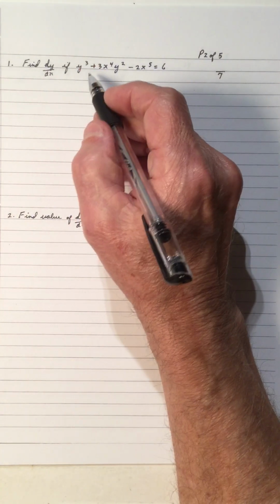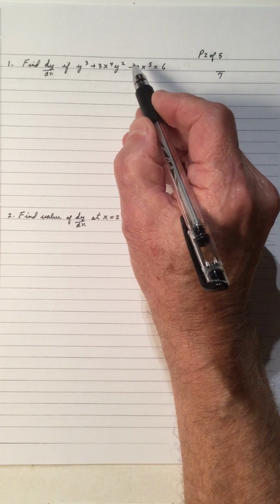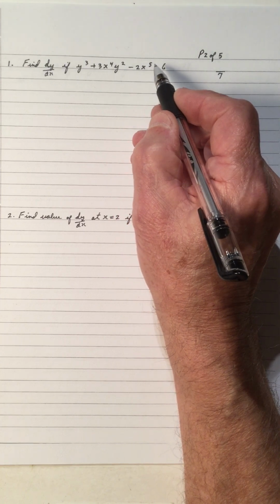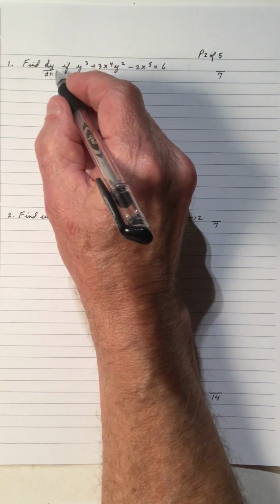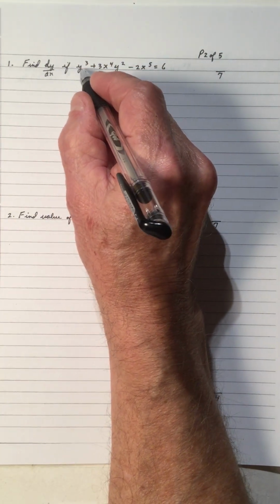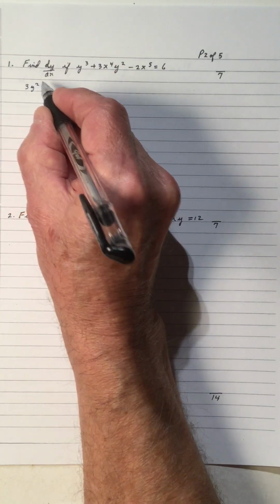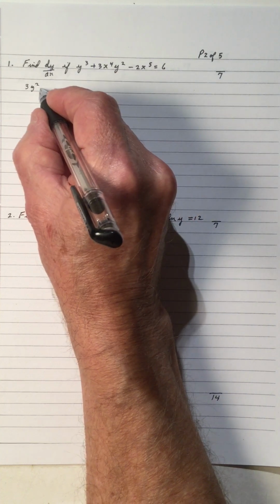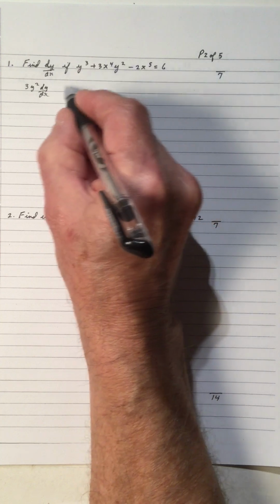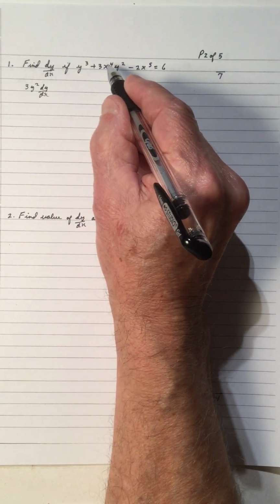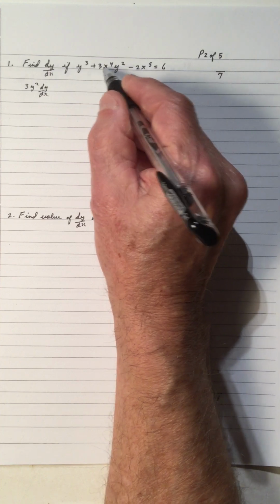Find dy/dx if y cubed plus 3x to the fourth y squared minus 2x to the 5 equals 6. So we have to do a d/dx. The d/dx of y cubed is 3y squared times dy/dx. And we have the derivative of 3x to the fourth y squared, and that's a product.